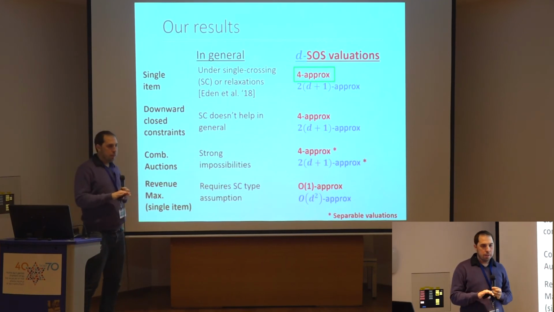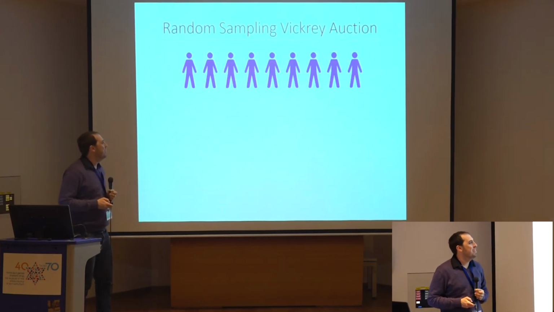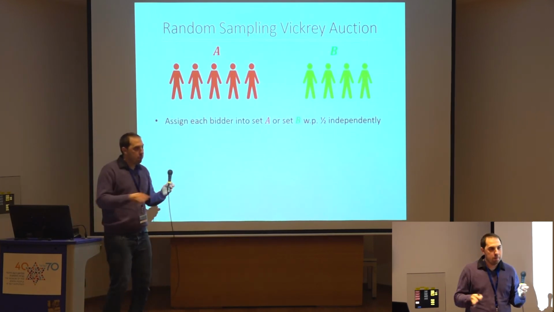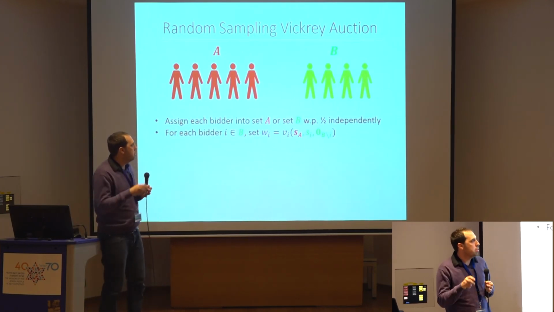And I don't have much time. So let me skip the mechanism for a single item. It's just some random sampling mechanism. I won't go over the details.